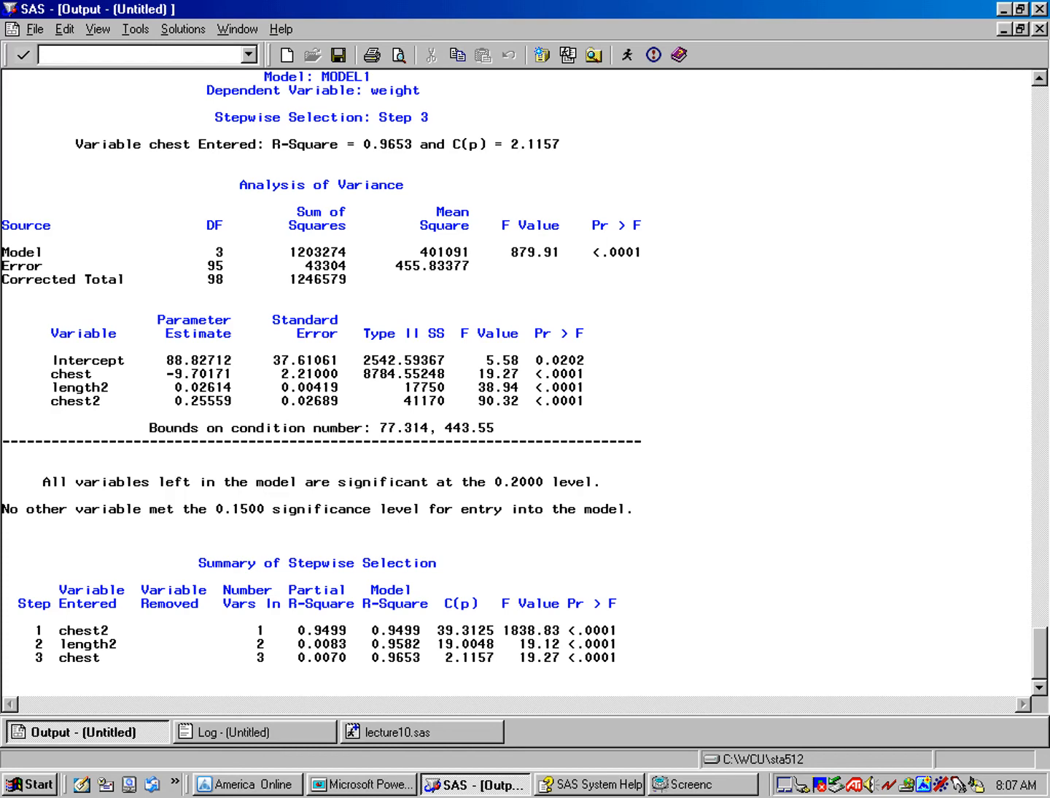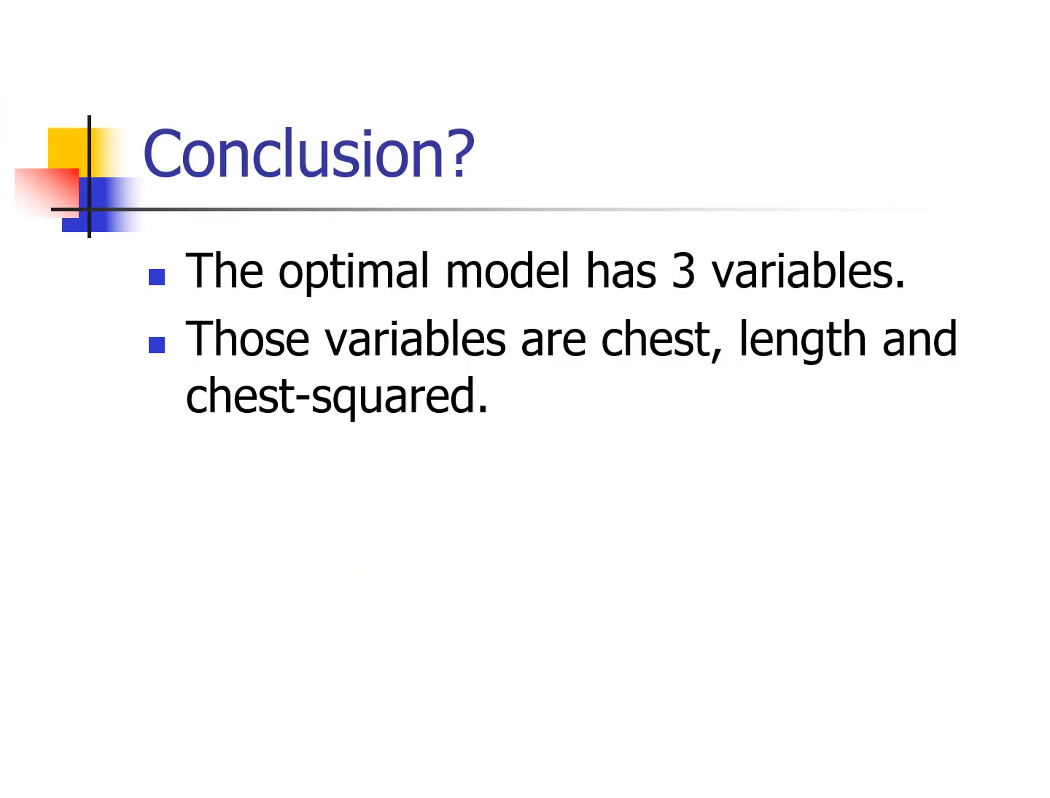In general, they can. And of course, in general, stepwise is better. In a lot of ways, stepwise is uniformly better than forward. It's essentially forward with this extra step that, I guess, is technically an extra amount of computation. But in this day and age, that extra amount of computation is just not a big deal. So why not do it? So by the stepwise approach, the optimal model has 3 variables. Those 3 variables are chest and length and chest squared.